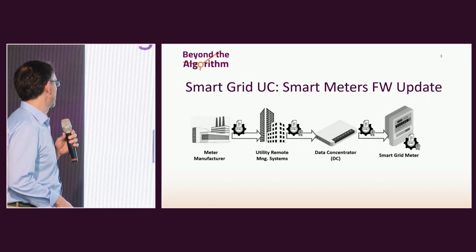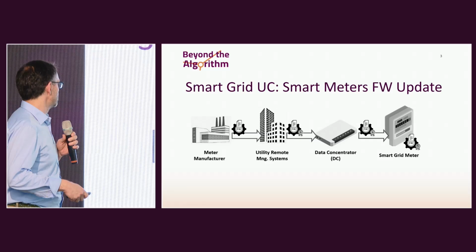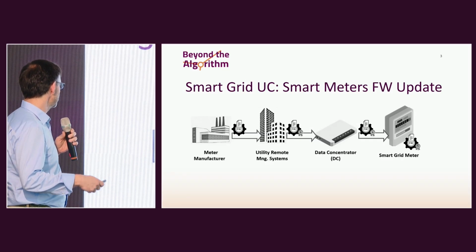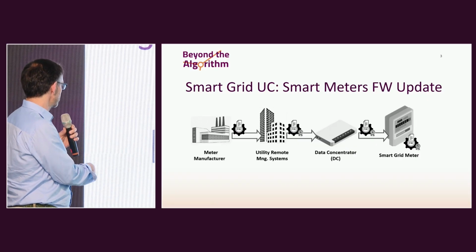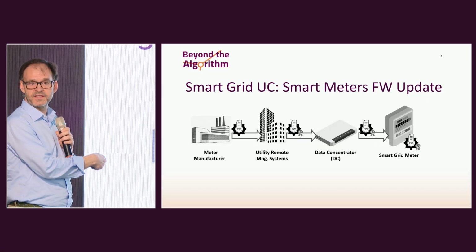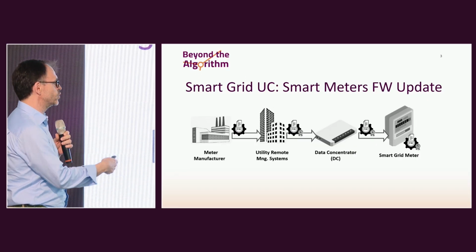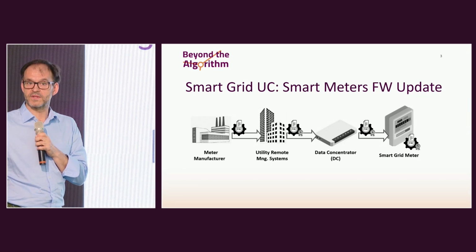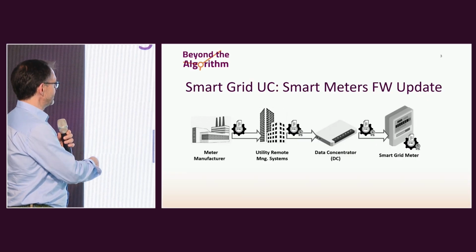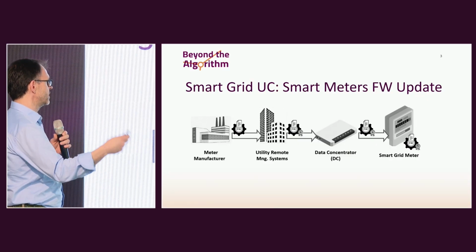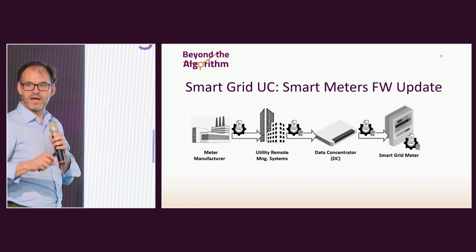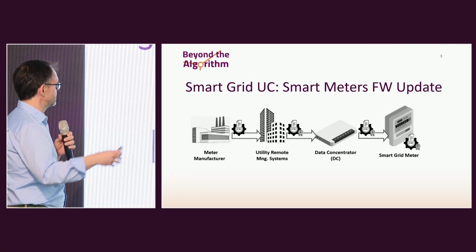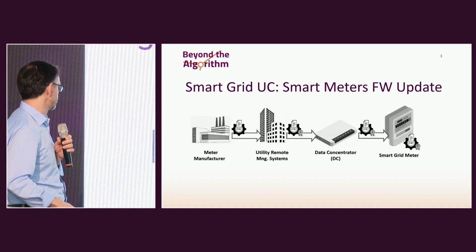In this image, we have a very simple schema of the involved entities. Once the meter manufacturer gets a new firmware image, the firmware image is provided to the utility. The utility takes the responsibility to sign the firmware before the deployment. The deployment is not directly performed to the meters. It requires an intermediate component, which is the data concentrator, and then the firmware is deployed to the smart meters.